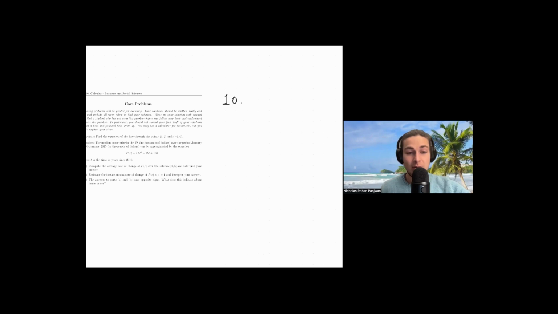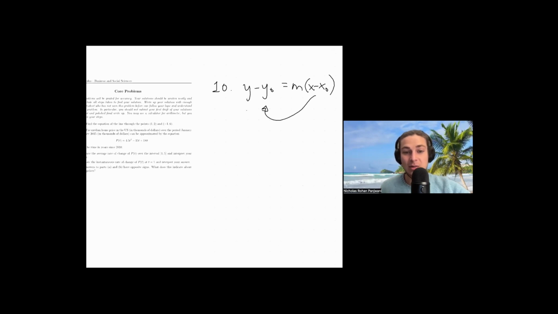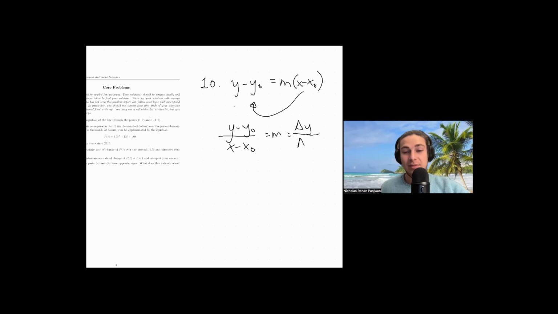using our point slope. It's typically y minus y0 equals m times x minus x0. We are going to plug in the x and the y. And ultimately this might blow your mind a little bit. If we rearrange this equation and divide by x minus x0, we have y minus y0 over x minus x0, which is equal to m. And what does that look like if not delta y over delta x is equal to m? Is that crazy or what? Insane. Wild.